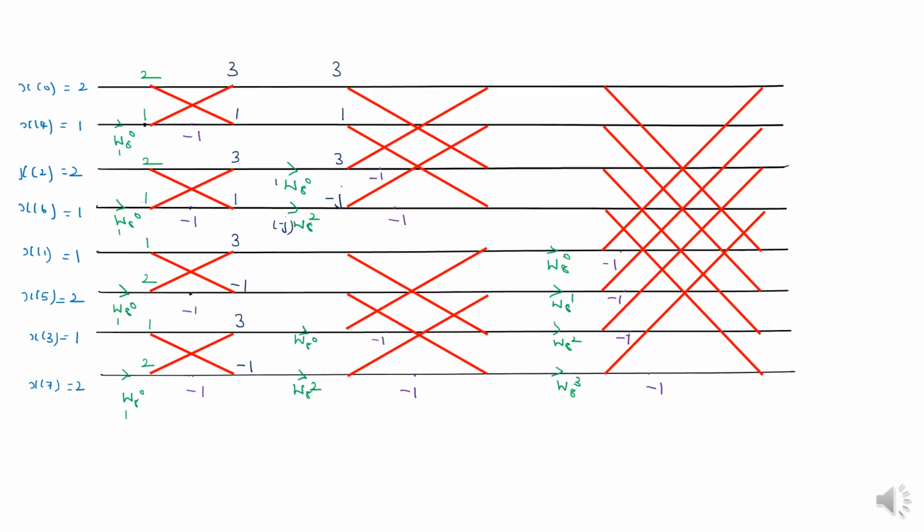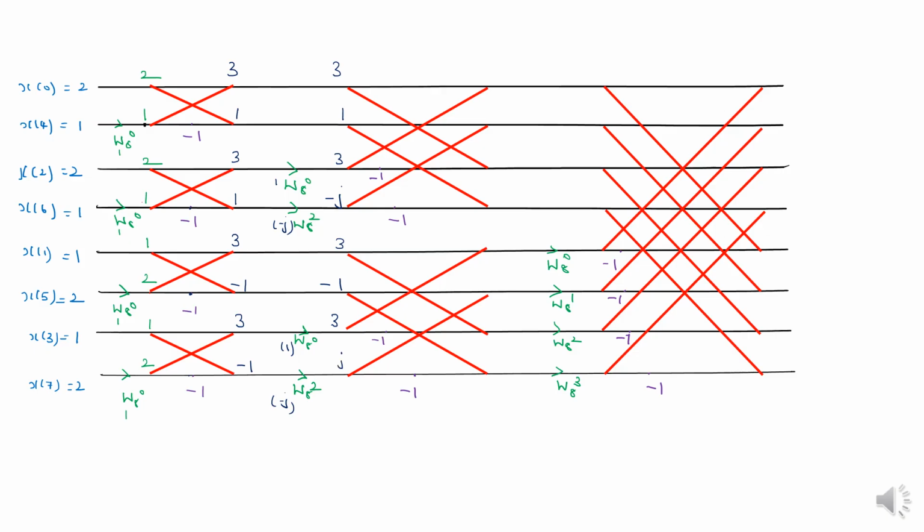Similarly, 3 is coming directly here, so it is 3. 1 is coming directly, so it is 1. W suffix 8 power 0 is 1, so 3 into 1, therefore it is 3. W suffix 8 power 2 is minus j. Minus 1 into minus j is plus j. So this is the input across stage 2.